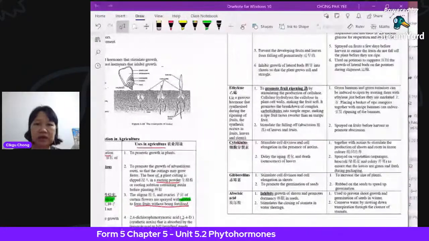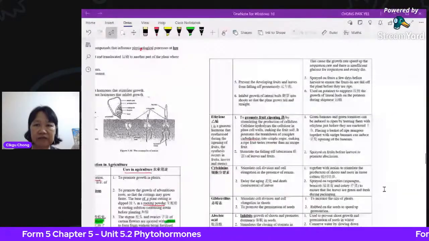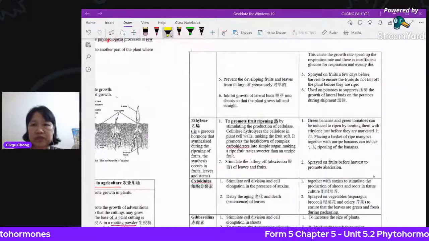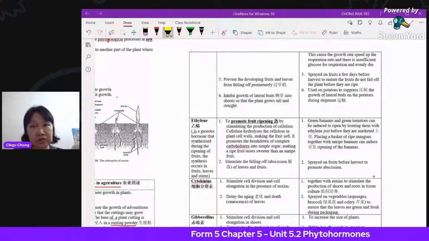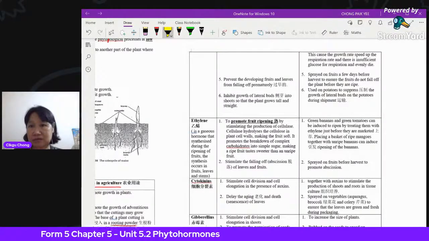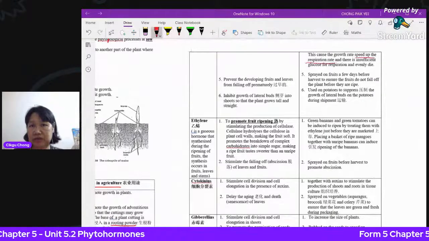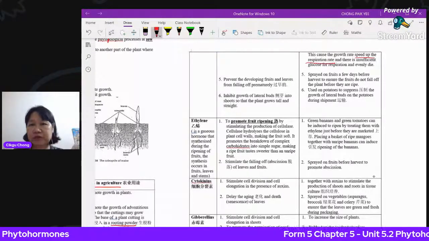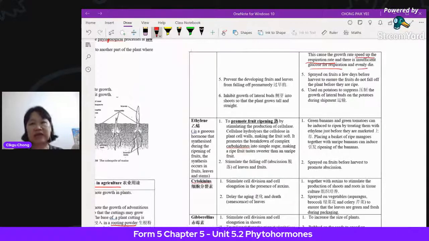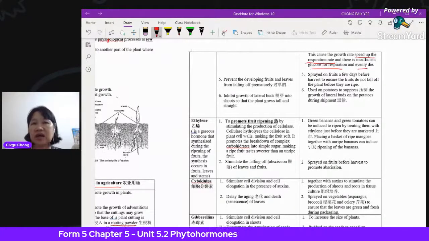Now, number five. Why does the plant die? Just now we were talking about auxin at high concentration. Why does it kill the plant? Because it will speed up the respiration rate of the plant. It speeds up respiration rate, and then there will be insufficient glucose for respiration, and the plant will die. So you are actually causing it to die if you have high concentrations of auxin.